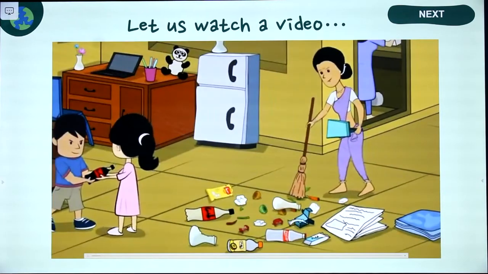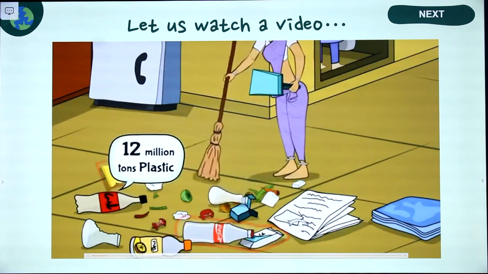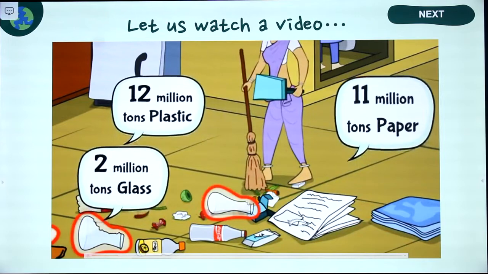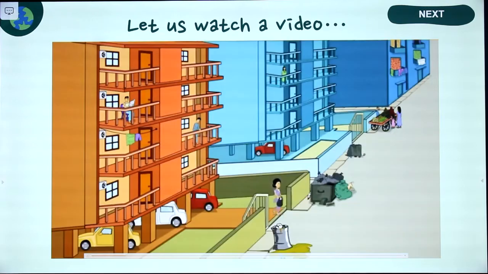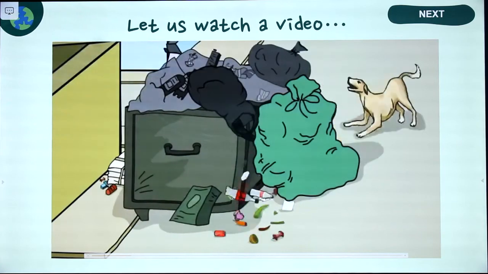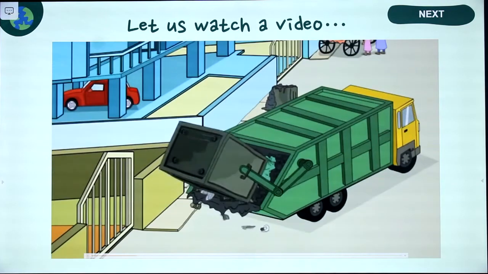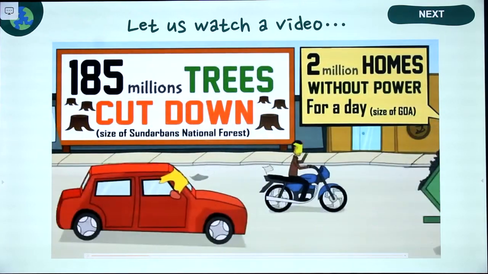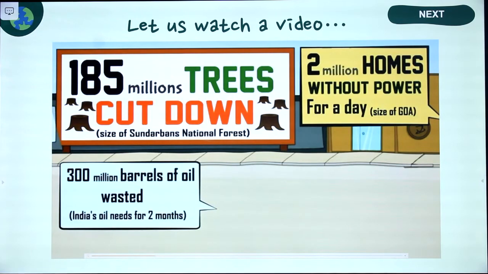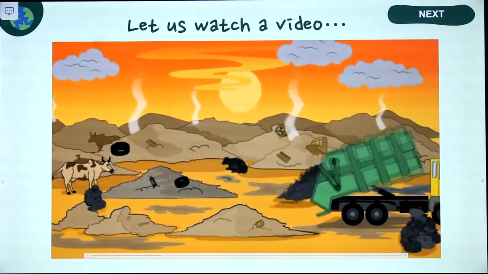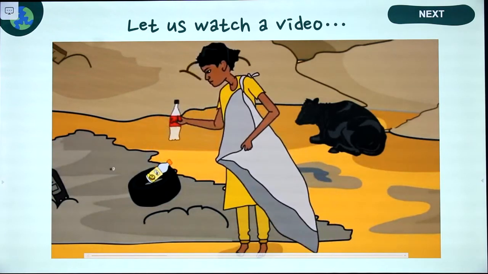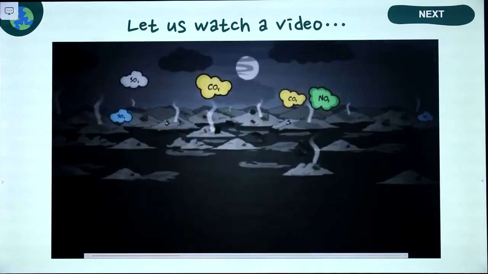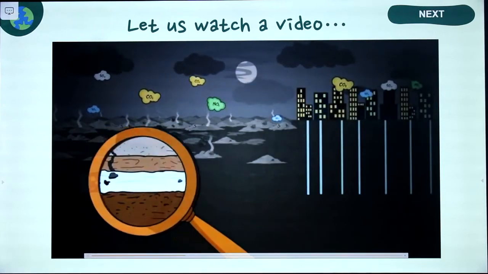Did you know that India consumes 12 million tons of plastic, 11 million tons of paper, and 2 million tons of glass each year? Have you ever wondered what happens when you don't recycle all this waste? Around 6.7 million tons of recyclable waste is dumped in India's unsanitary landfills, leading to severe air pollution and water table contamination.